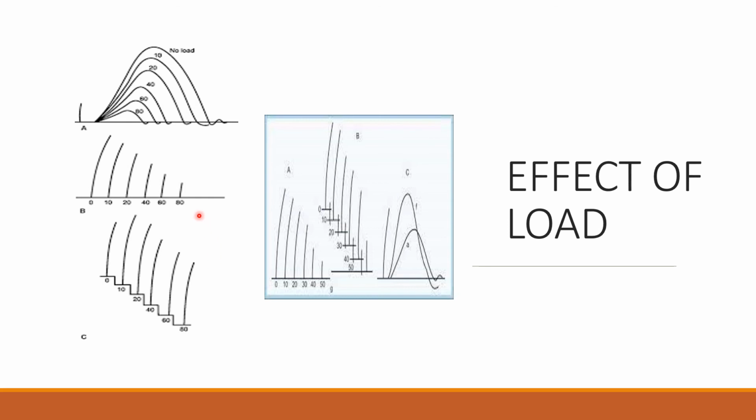So in this graph you can observe, this is preloaded, as the weight is increasing. Okay, sorry, these are afterloaded diagrams. This one is a moving drum, this one is a stationary drum. So as the weight is increasing, the height of contraction decreases and the latent period increases as the weight increases.